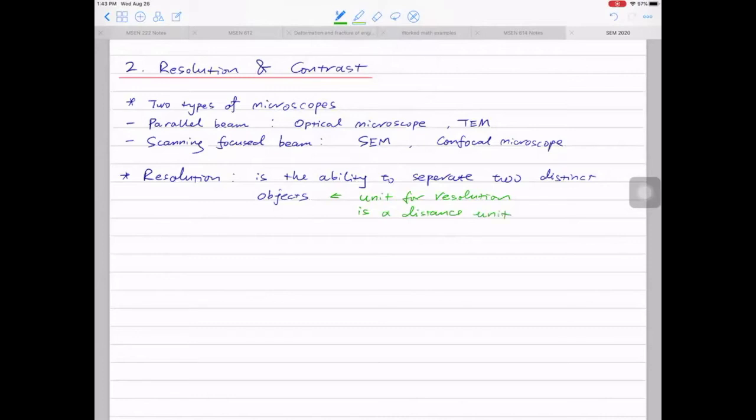That's why when we say the resolution of the microscope is that many nanometers, or the resolution of the microscope is sub-nanometer, whenever we talk about resolution, we are referring to distance.